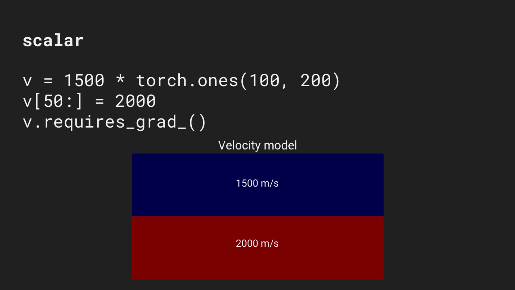The scalar, or constant density acoustic wave propagator, takes a velocity model as input in the form of a 2D tensor. In this simple example, I create a 100 by 200 cell tensor. At first I set all the velocities to 1500 meters per second, but then I set the bottom 50 cells to have a velocity of 2000 meters per second. Finally, I specify that I'll want to calculate gradients with respect to this tensor. If you haven't used PyTorch before, that's the way you indicate to it what things you want to optimize, what you're going to invert for, so that when you backpropagate, it will calculate gradients with respect to these tensors.